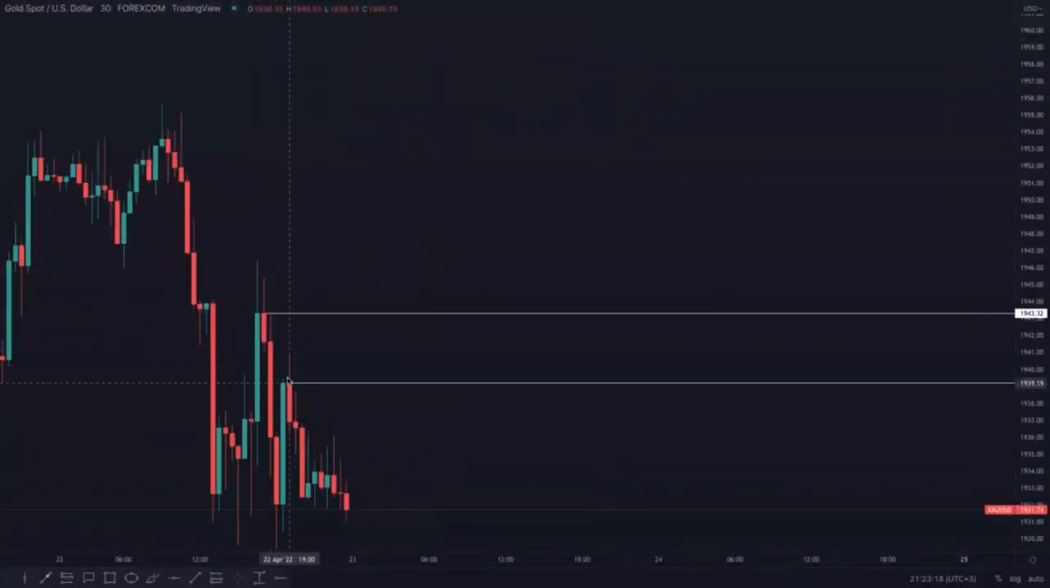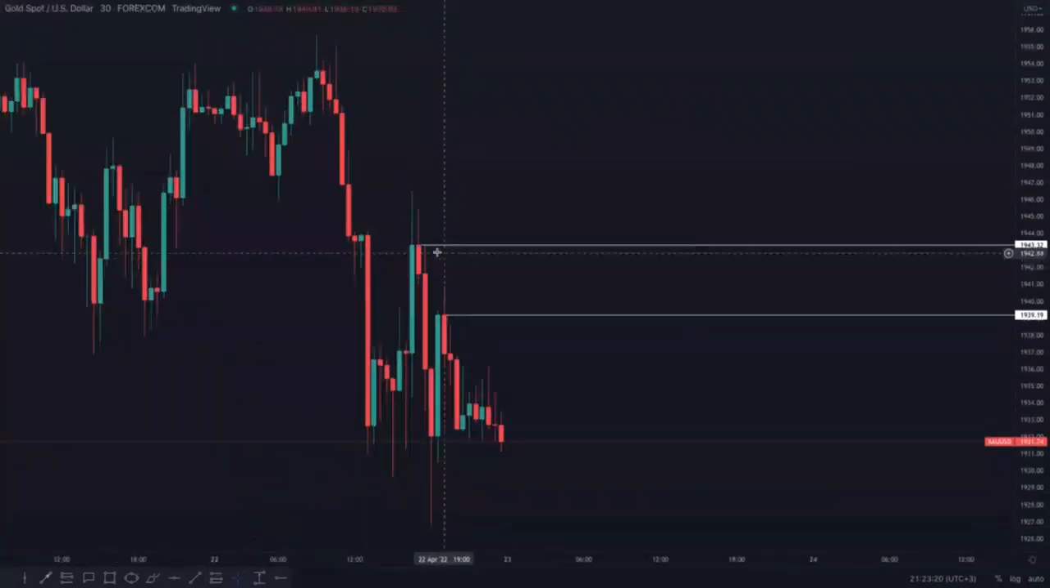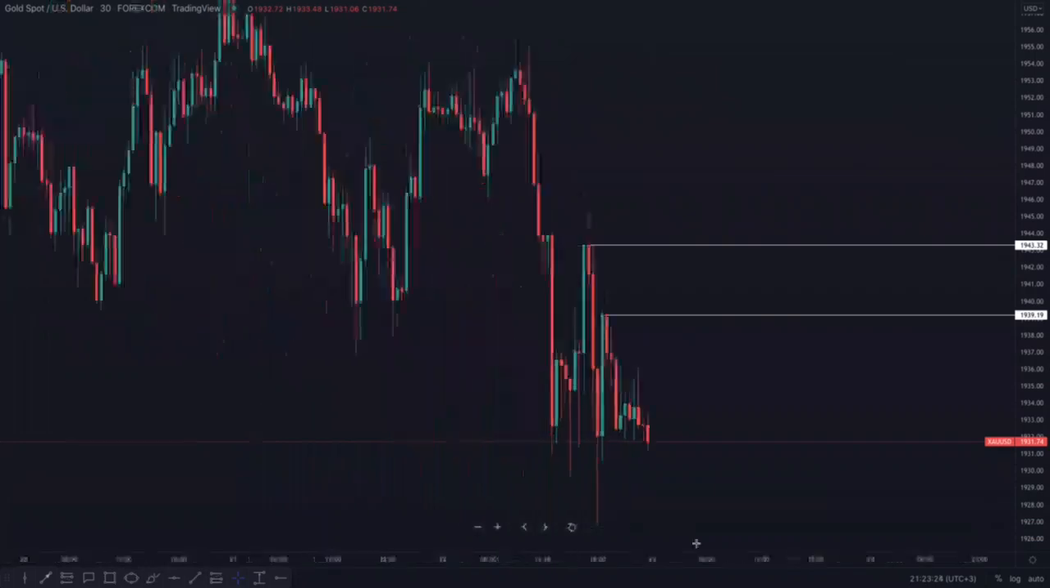So we'll be anticipating price to come to retest on any of these two structures to create more lows.